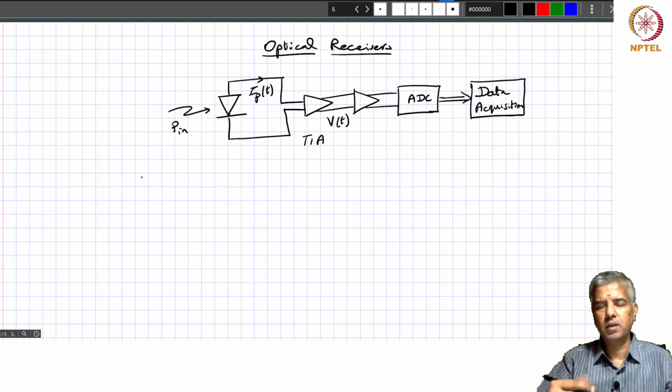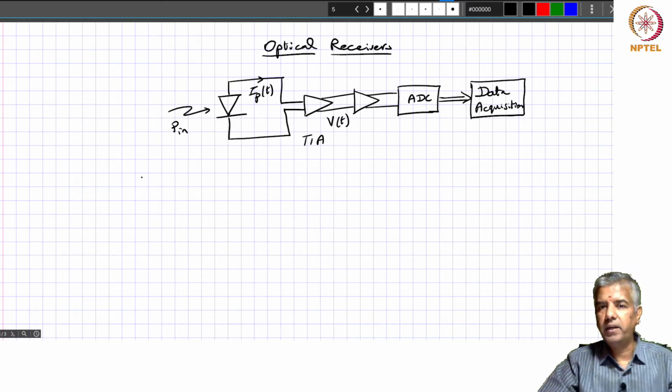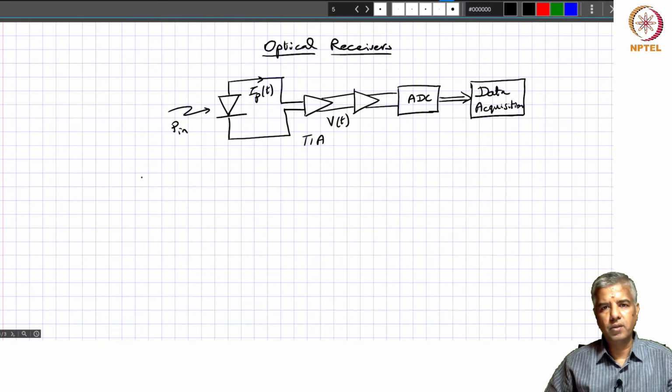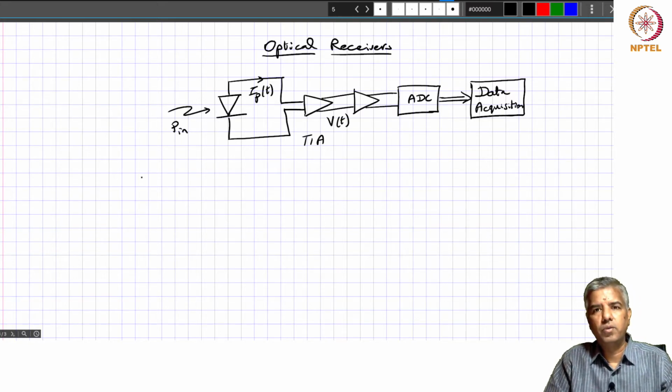So you're starting with certain optical power, and you finally have some electrical signal which you are acquiring as data. Okay, so this is a typical configuration. Now the question is, how do all these components work, and what are the typical issues? Well, the typical issues as far as an optical receiver is concerned, we tried to quantify that in the last lecture, is what is the signal to noise ratio that you have for this optical receiver.